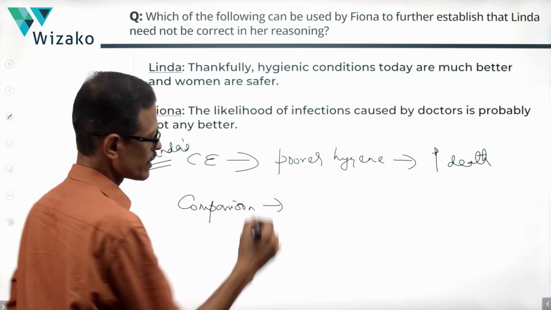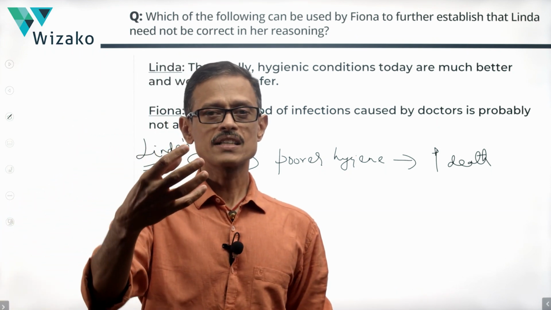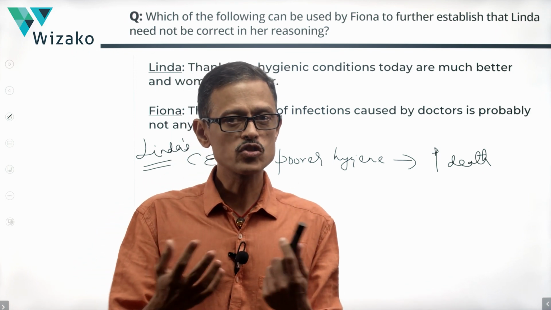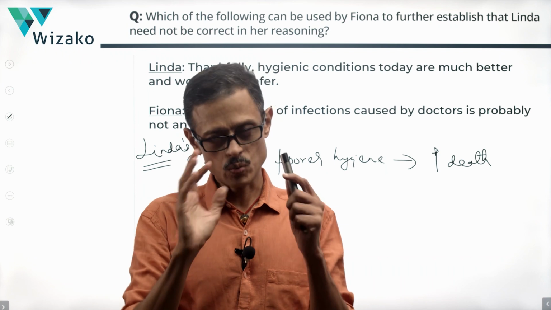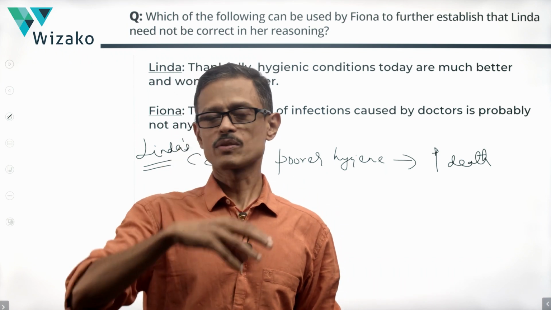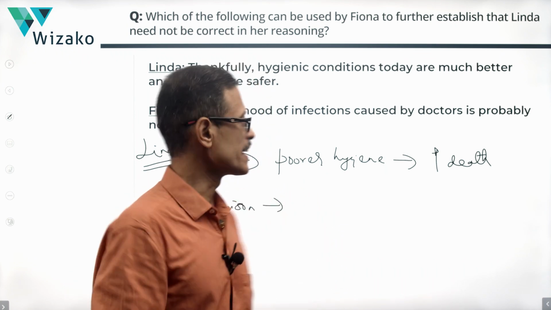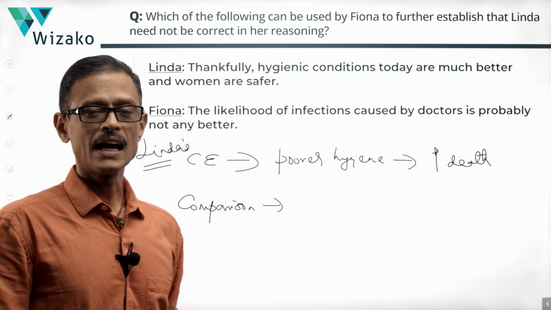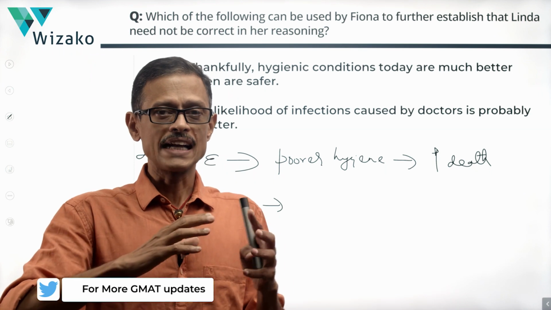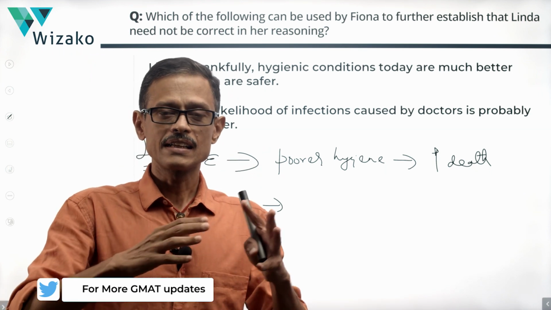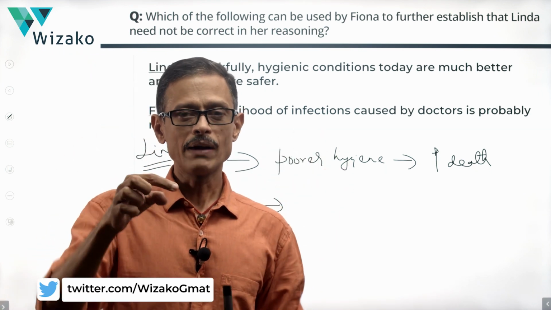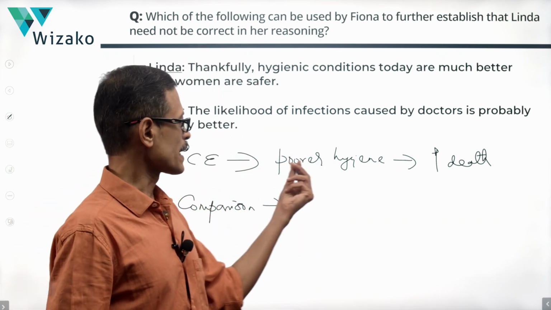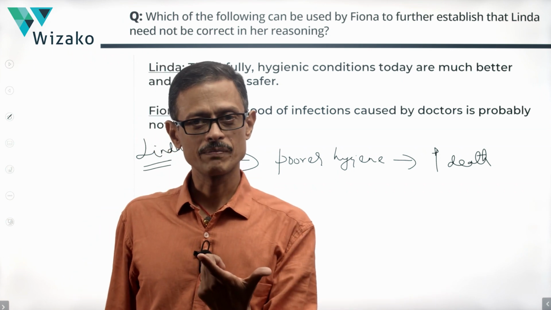The second component to her argument is a comparison part of it, which on the face of it, we can think of as her comparing the conditions that are made available to women when they deliver babies today versus what happened then. That's one thing. But the more important thing from a structure point of view, what is she saying? She is saying that hygienic conditions today are much better and women are safer. So, she is saying hygienic conditions have improved, right? Hygienic conditions overall have improved. But why did more women die earlier? The more women died earlier primarily because of poorer hygiene of doctors.